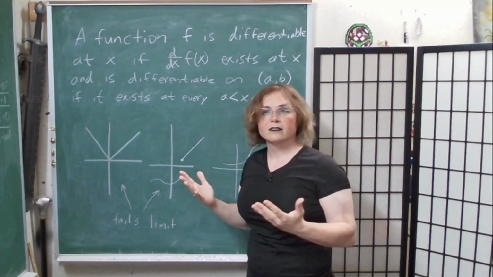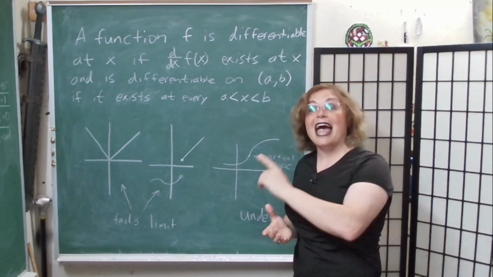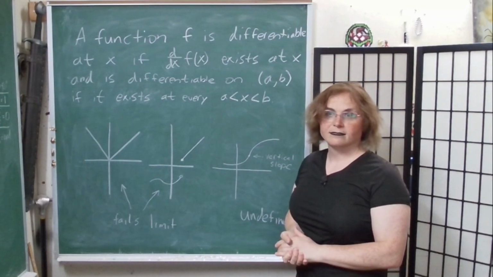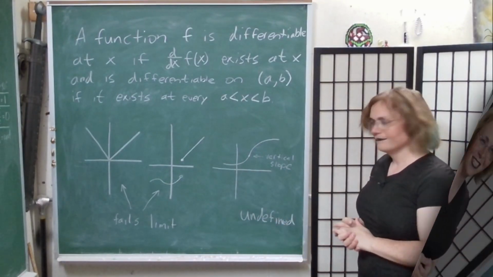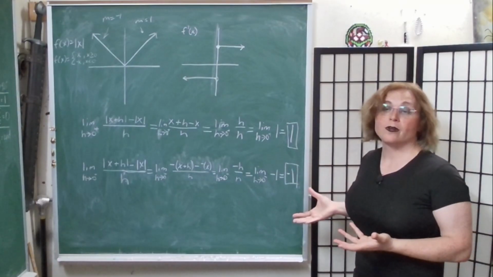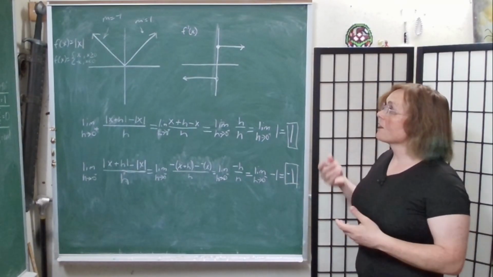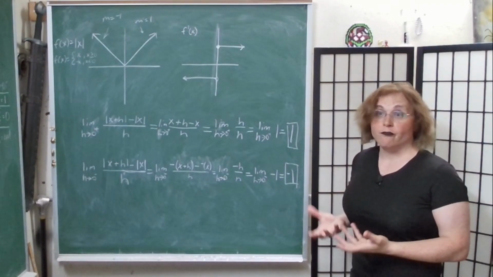So therefore, the derivative doesn't exist at that point exactly. Okay? And we'll also look at that one. This is two different ways for you to demonstrate to yourself that in fact that corner point on the absolute value causes it to be non-differentiable.